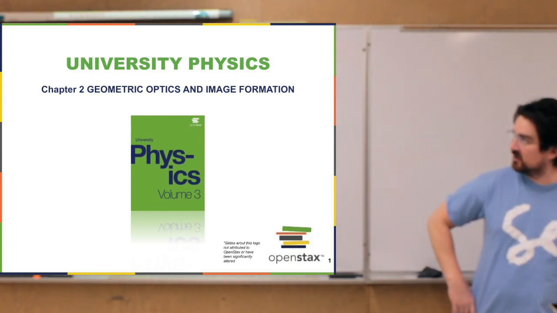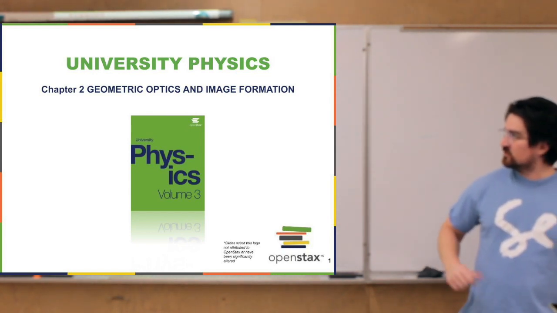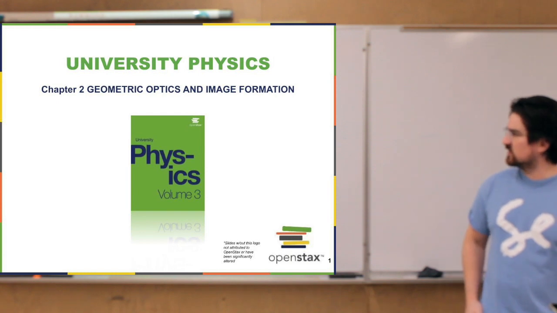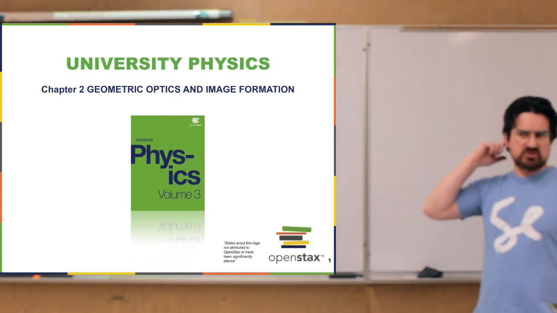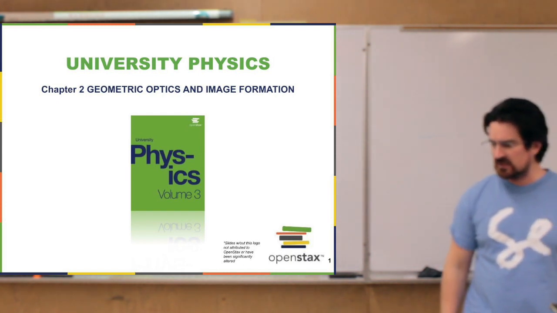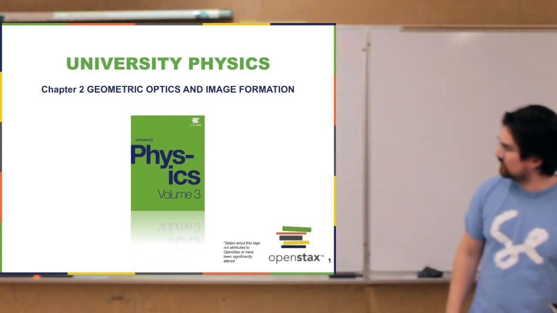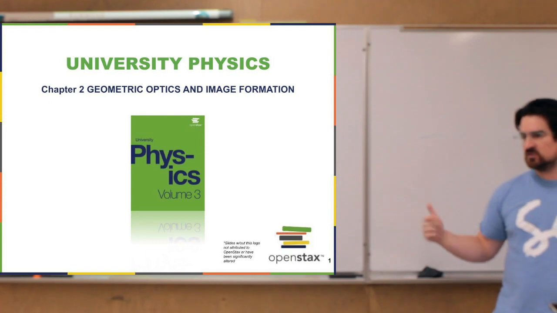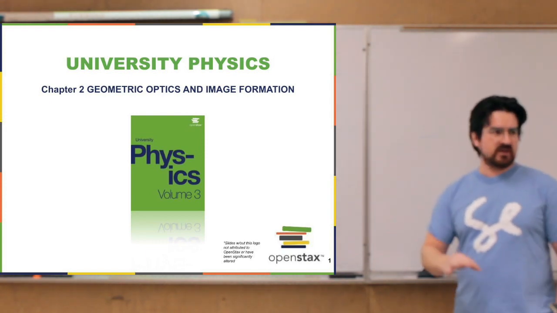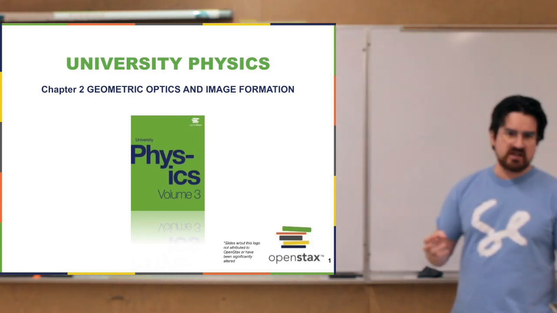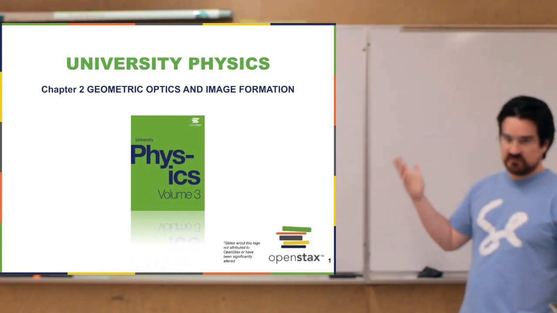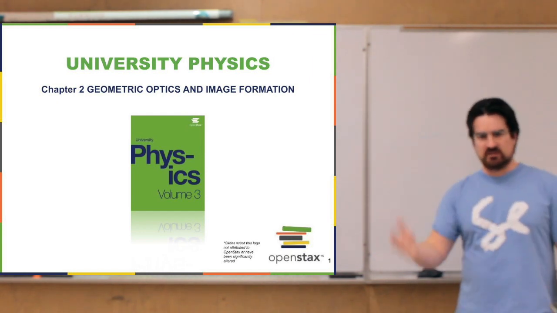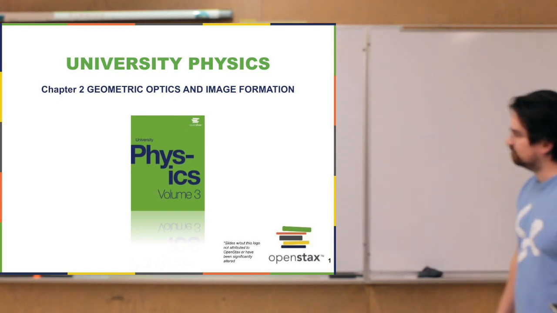Okay, so here we are again, moving on to chapter 2. This is termed geometric optics and image formation, also just called optics sometimes. Last chapter we looked at reflection and refraction. Now we're going to see how reflection and refraction can form images, optical elements, and those properties to form images.